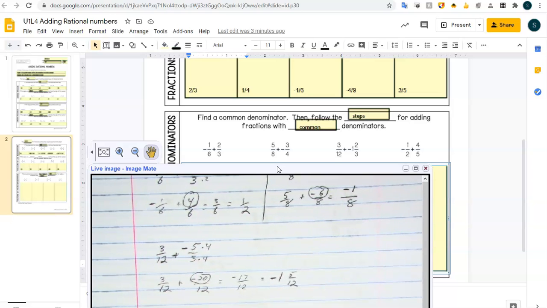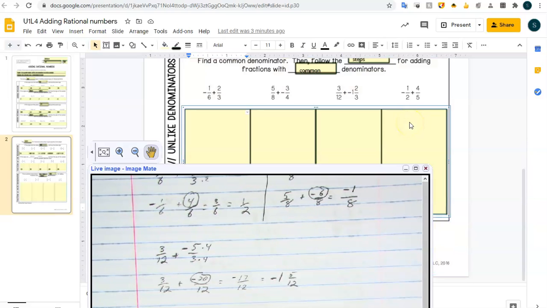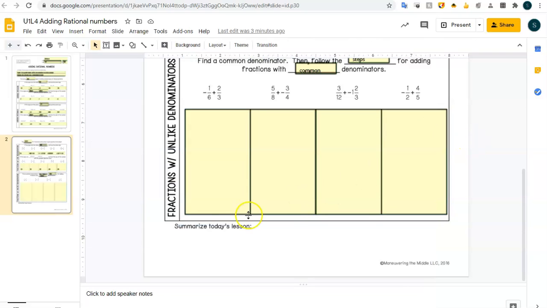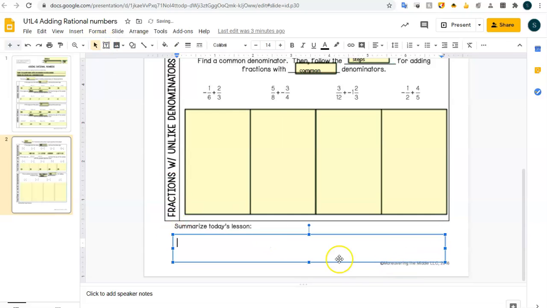All right. So our last one here, again, common denominator. I'm going to leave that one for you. Go ahead and finish that one. Pause the video if you need to. And then summarize today's lesson. And it looks like I, again, forgot to put in a little text box there. So go ahead and talk about what you learned today. And try to keep it down to a couple sentences.